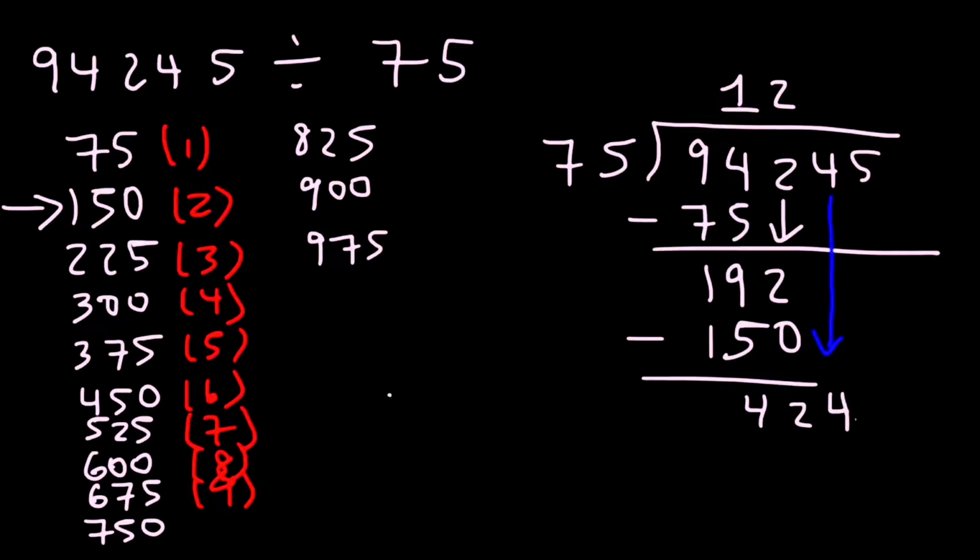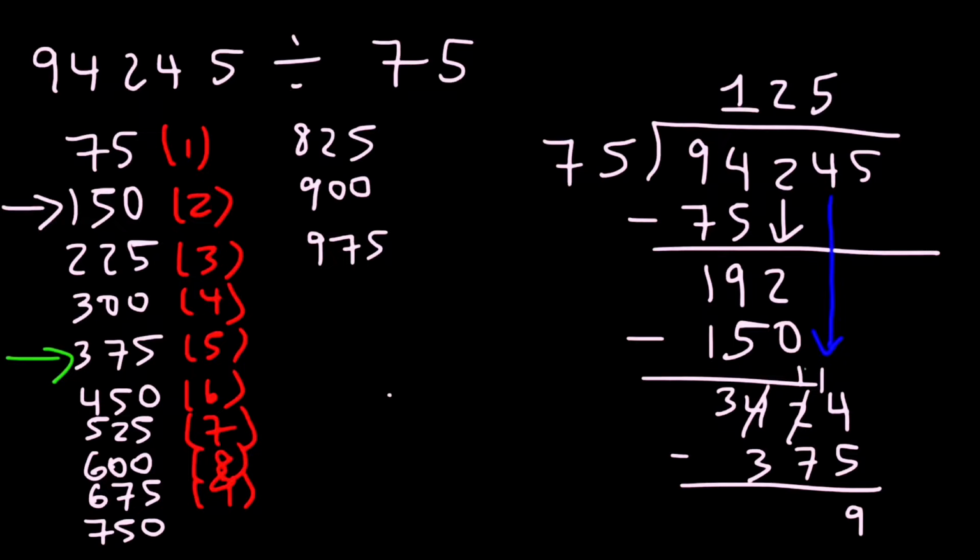So how many times does 75 go into 424? 450 is too much. 375 is less than it. So it's going to go into it at least 5 times. 75 times 5 is 374. And now let's subtract. We need to borrow a 1. So this is going to be 14. 14 minus 5 is 9. And then 1 minus 7, that's not going to work, so we got to borrow a 1. So it's 11 minus 7, that's 4. So it's going to be 49.